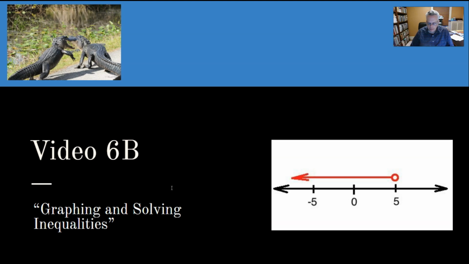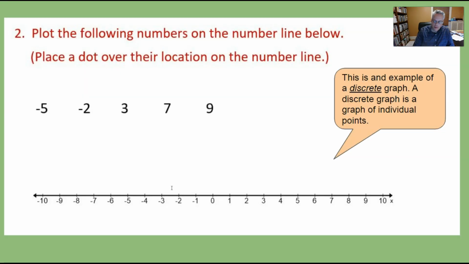Let's get going here. So for the first example, I just want to plot some points on the number line. So these are the numbers we're going to plot. The first one is -5, so I'm going to put a dot at -5. Next one is -2. We have a point at 3, a point at 7, and a point at 9. So this is an example of a discrete graph. A discrete graph is just a set of individual points like this, all right?